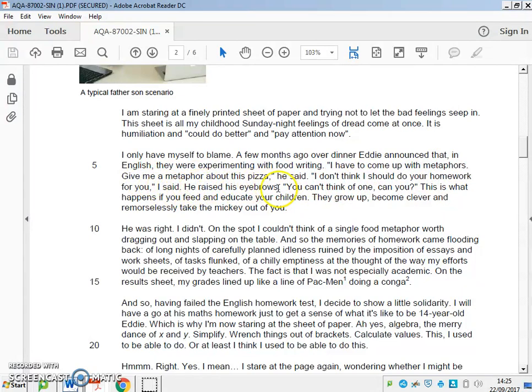He raised his eyebrows. So it's chatty, it's informal. Clearly this isn't a life or death situation. This is a dad a bit embarrassed because he couldn't think of a metaphor.